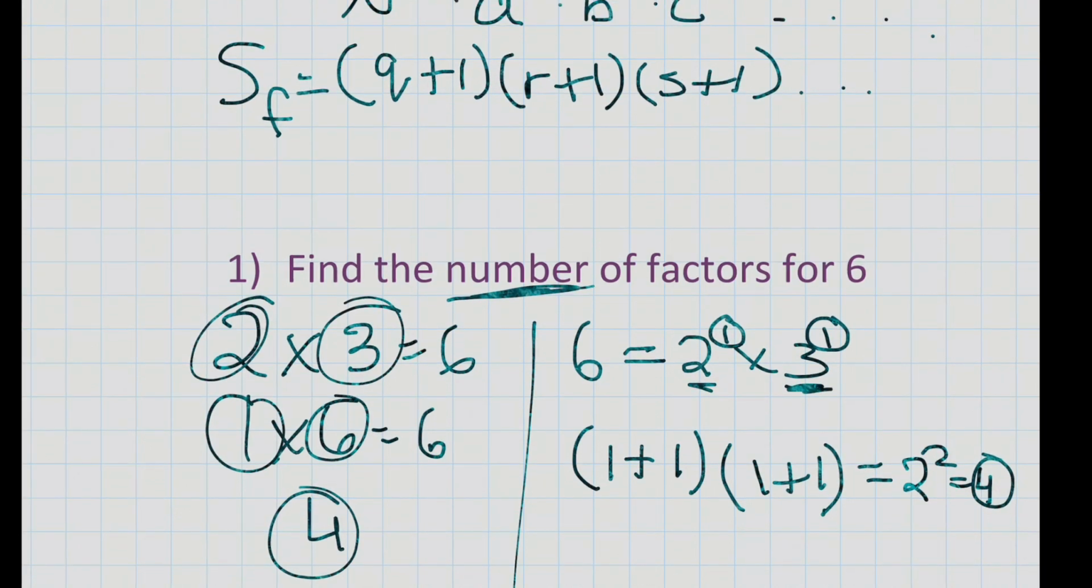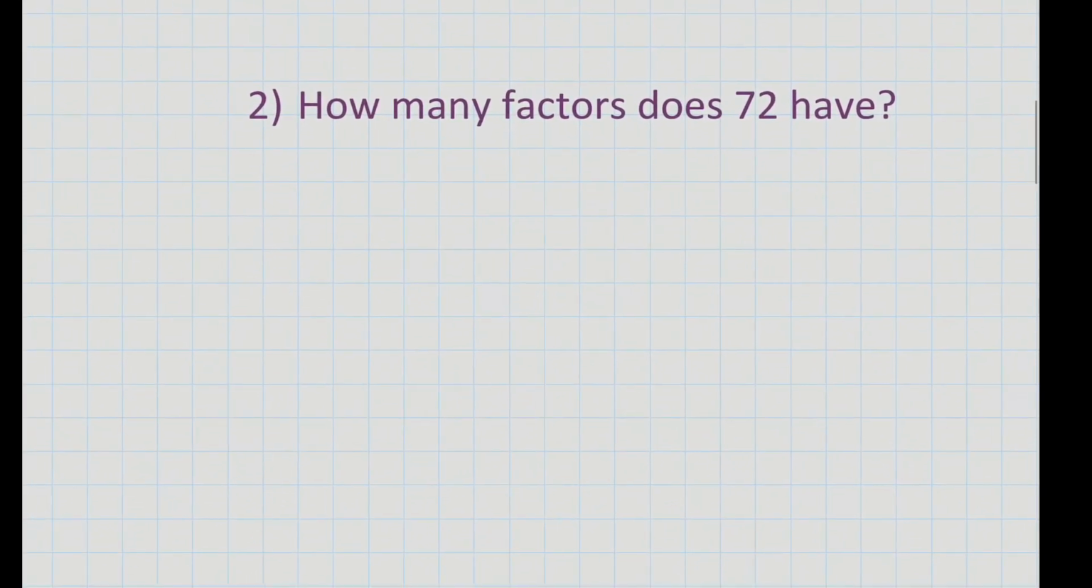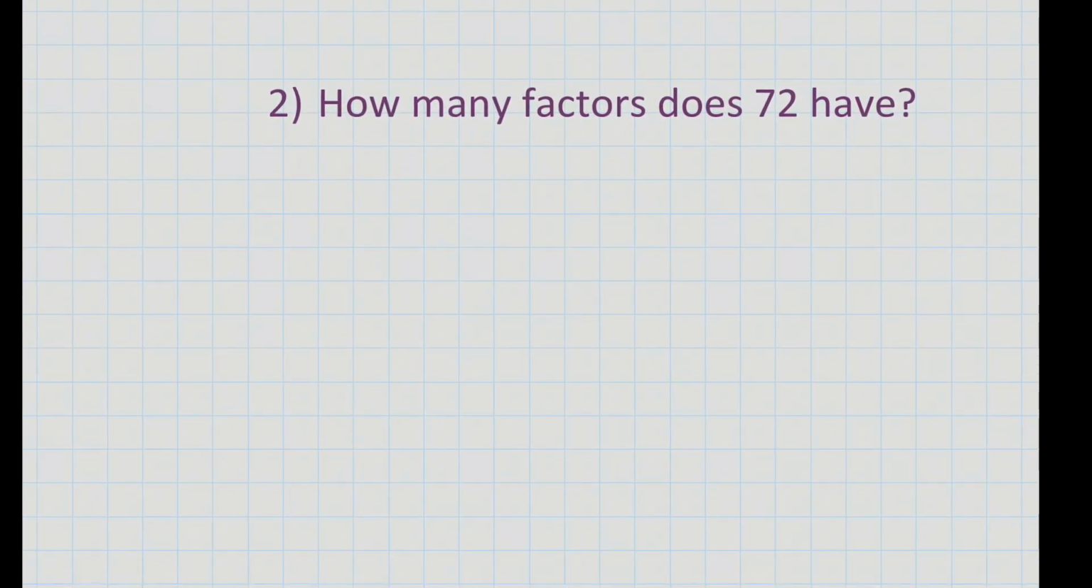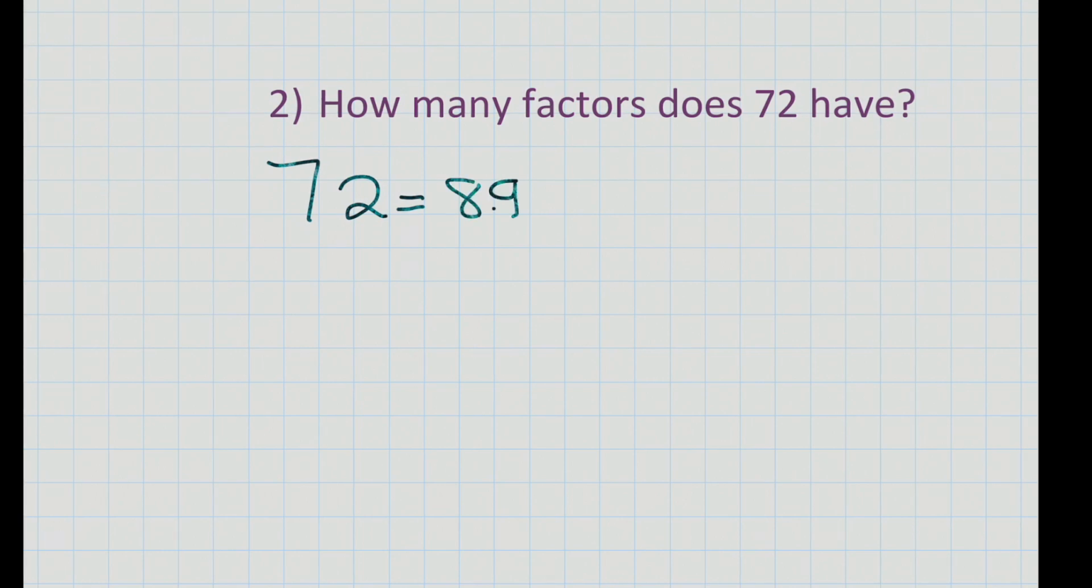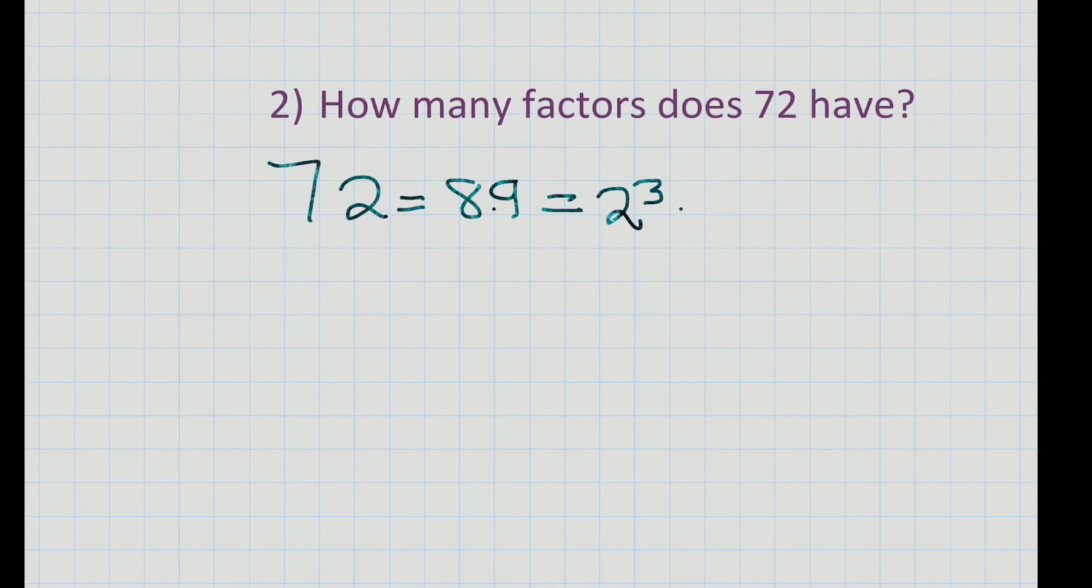Okay, so after we found the formula, let's get on to the next problem. How many factors does 72 have? As we did in the previous problem, we find the prime factorization. 72 equals 8 times 9. But 8 is equal to 2 cubed, and 2 is prime, so that must be part of the prime factorization. And 9 is equal to 3 squared, and 3 is also prime, so 2 cubed times 3 squared is the prime factorization.